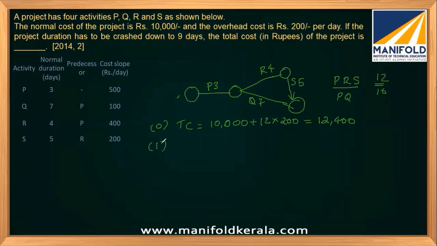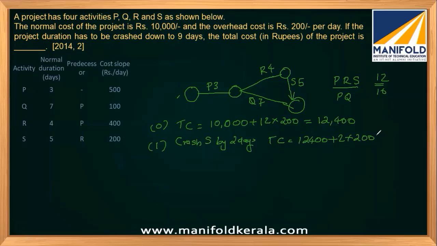Now, in the first case, we are going to crash 2 days. So which activity will we crash? P has a cost slope of 500, R has a cost slope of 400, and S has a cost slope of 200. So 200 is the minimum, so we can crash S. The first thing we will do is crash S by 2 days. The duration is given in days. So the total cost will be this 12,400, which is the current cost without crashing, plus 200 for S, and for 2 days, 2 into 200.